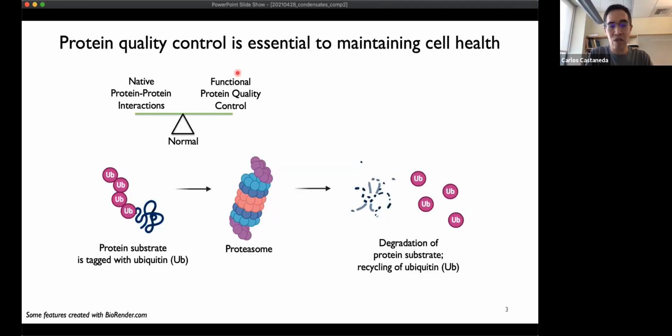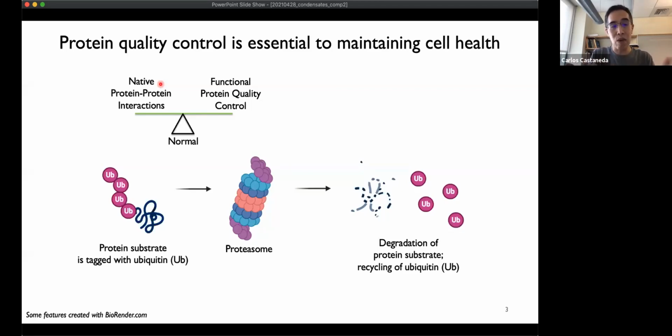And it's really essential for maintaining cell health. And I'm trying to depict in this image here on the top left a normal operating cell where our proteins are interacting with each other, they're behaving correctly. And a lot of times these proteins are maintained through functional protein quality control mechanisms that ensure that the proteins are not misfolded, or if they're no longer needed, that they can be degraded. And you can think of this as a balance, as this protein homeostatic balance.